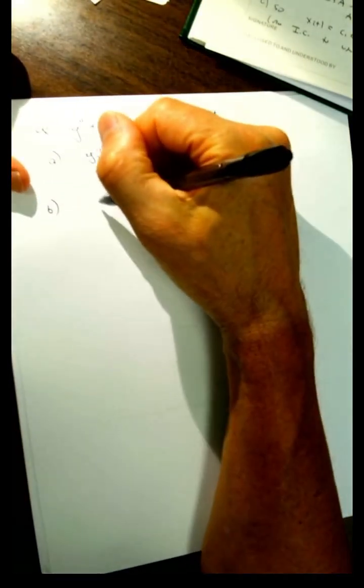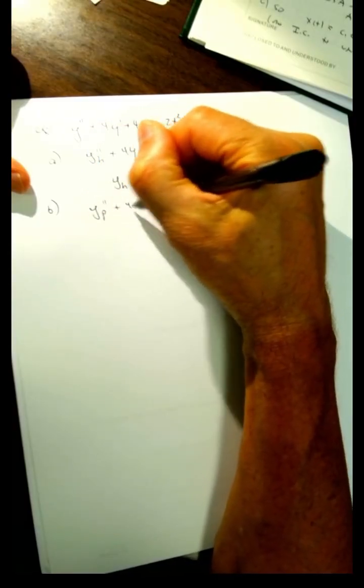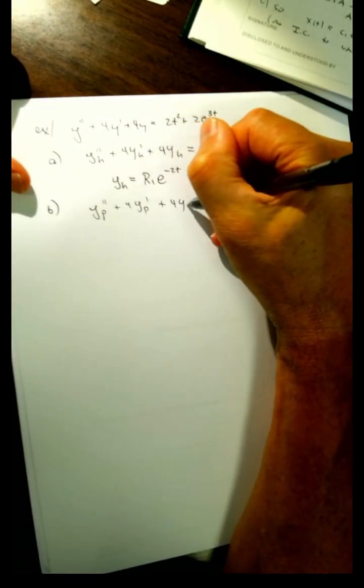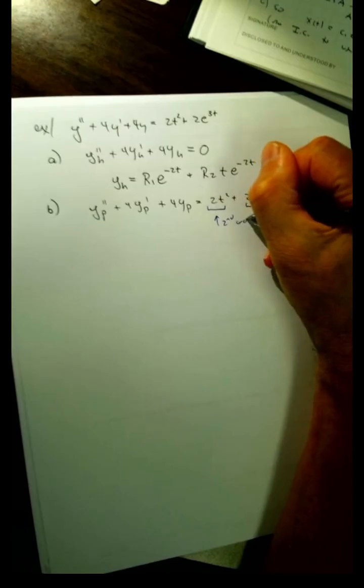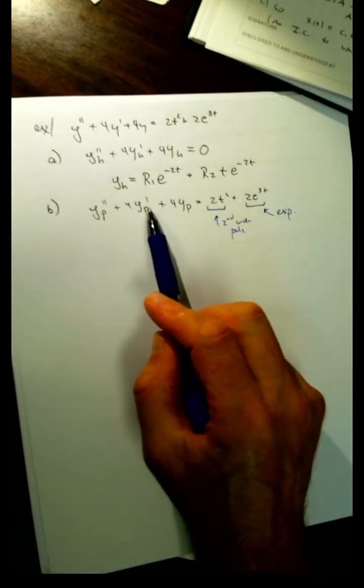For my particular solution, something of this form. This is going to be classic divide and conquer. I've got two things here, and because it's linear, I can think of these separately. I've got a second order polynomial there, and I've got an exponential there. So I'm looking for a function that when I plug it in here and I take its derivatives, I end up with that.